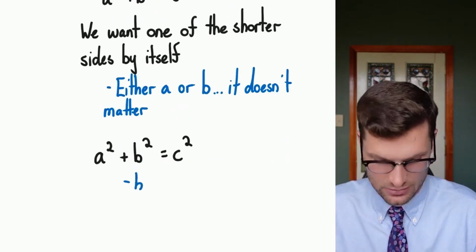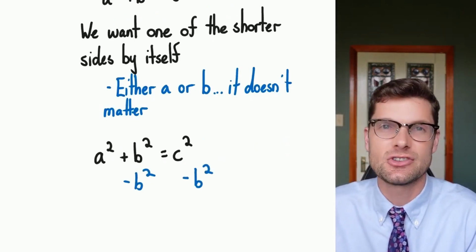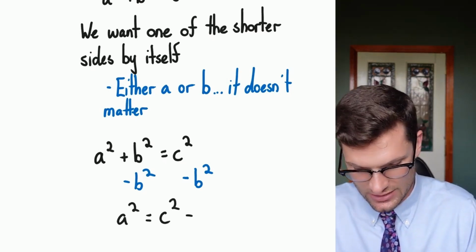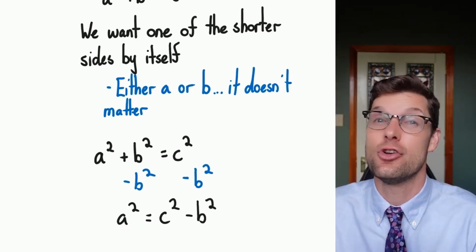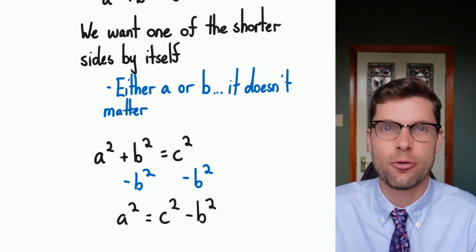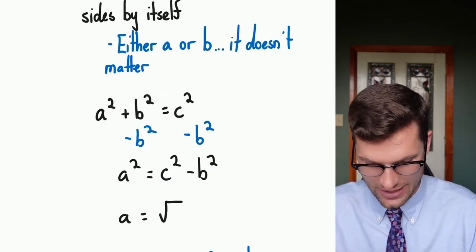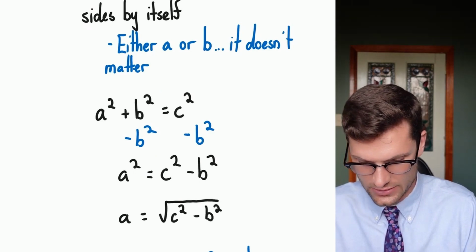So all I have to do is minus b squared from both sides, and then I'm left with a squared is equal to c squared minus b squared. And then just to make sure I'm left with a, not a squared, I have to square root both sides, so it'll eventually look like this. A is equal to the square root of c squared minus b squared.